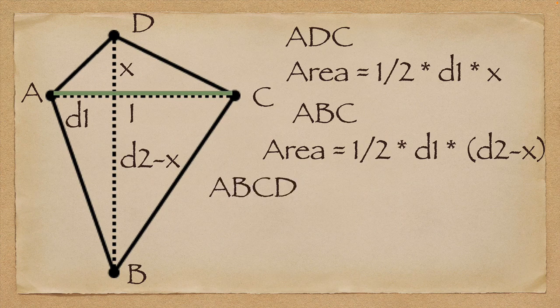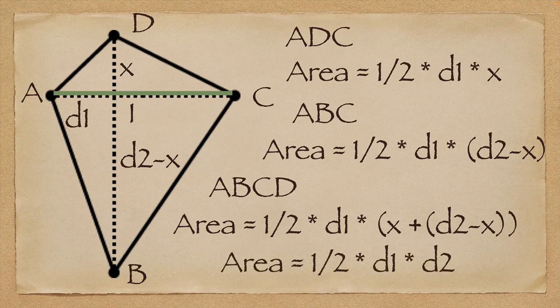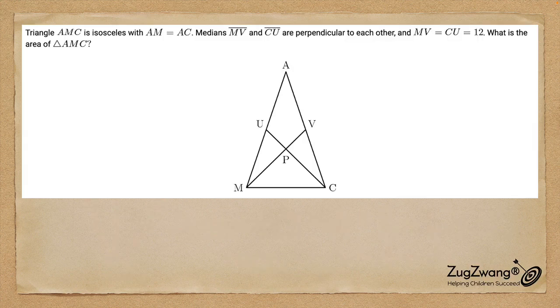Now let's think about the entire quadrilateral ABCD, which is nothing but the sum of the two triangles. So if you look at the common part, which is half times D1, taking that out of the bracket, what you're left with, the uncommon terms, is x plus D2 minus x. X cancels out, and therefore you have the area of the quadrilateral to be half times D1 times D2, hence proved.